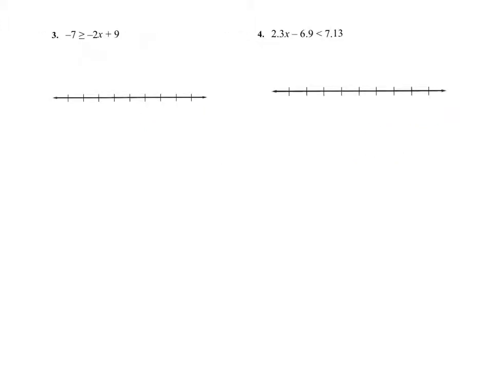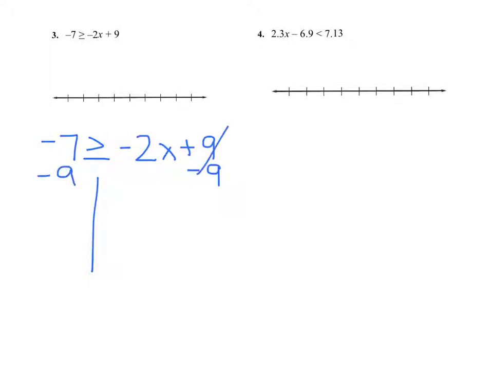All right, let's look at a couple more. I've got negative 7 is greater than or equal to negative 2x plus 9. All right, so let's start. Remember, we're trying to get the variable all by itself, so I'm going to first subtract 9 on both sides. So I'm going to have negative 16 is greater than or equal to then negative 2x. So now I'm going to divide by negative 2. Negative 16 divided by negative 2 is going to be a positive 8.